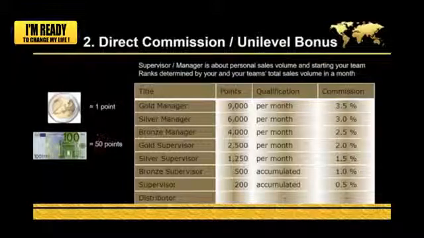1,000 euros in sales, how many is that? 500 points. 2,000 euros in sales is how much? 1,000 points. All right, we got our heads wrapped around that. So here's how this works. The supervisor and manager ranks are all about your personal sales volume and getting your team started, and so you'll determine the total group volume.